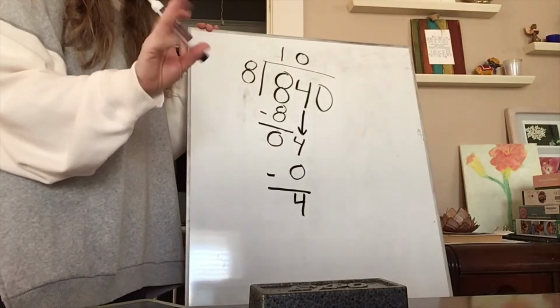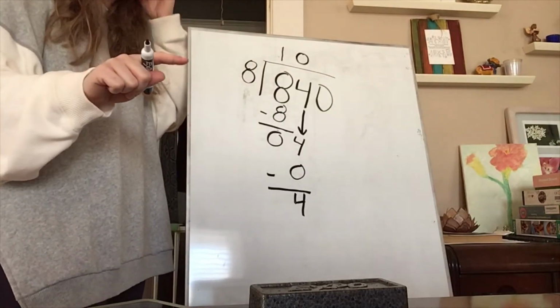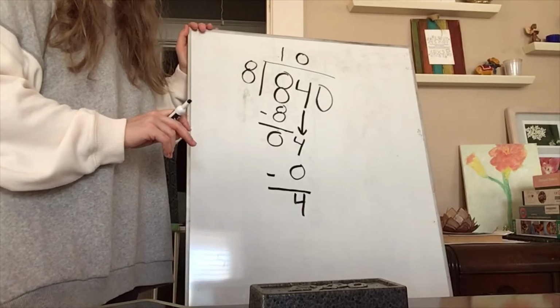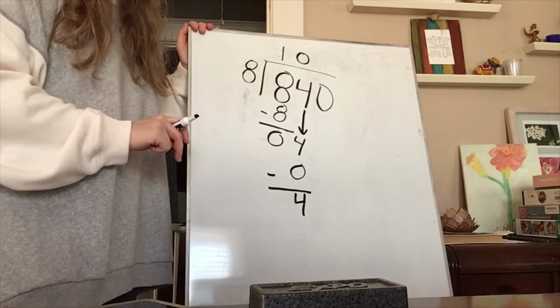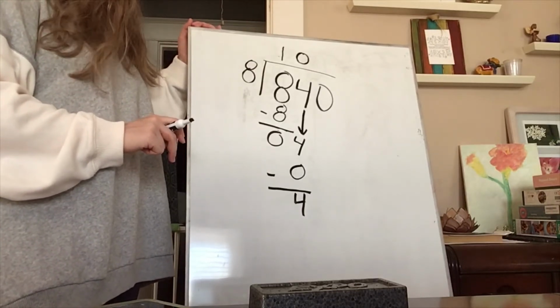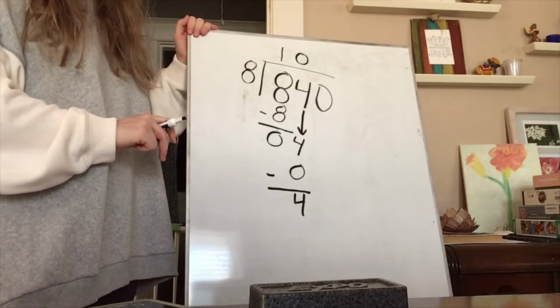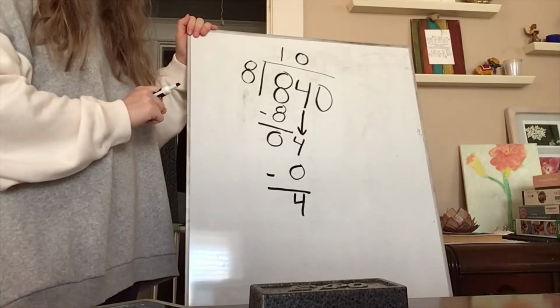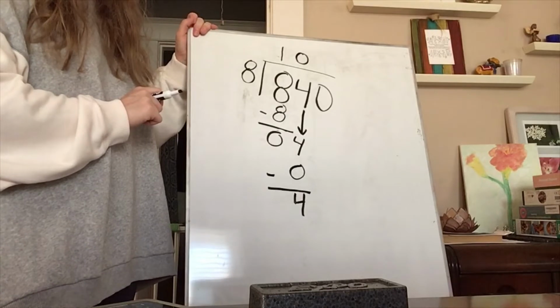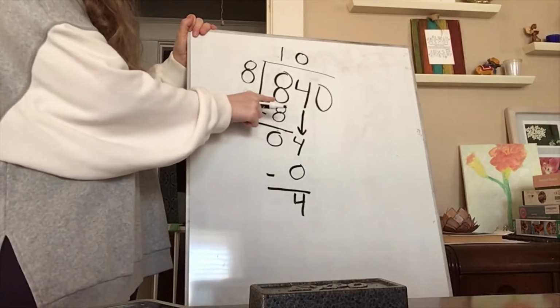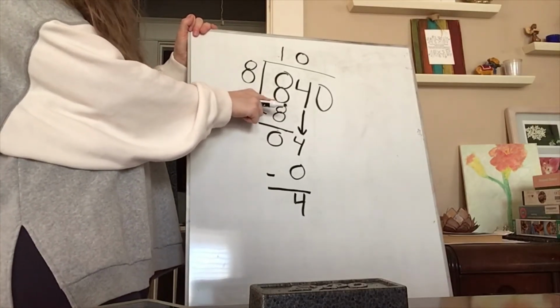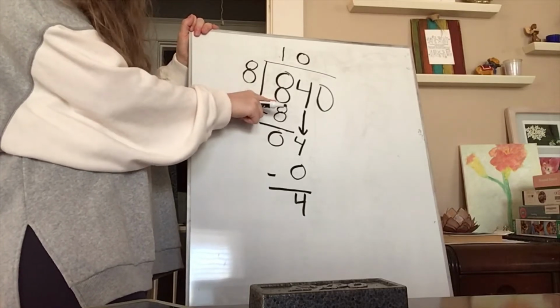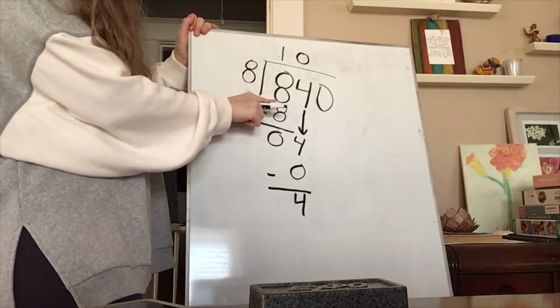Come on, guys, this is going to take a really long time if everybody's waiting for everybody else to answer. Zadie, what do we do next? We bring down. Where do we go to bring down? We go to our dividend. Can we bring this first digit down? No. Why? How do we know? It has a digit under it.